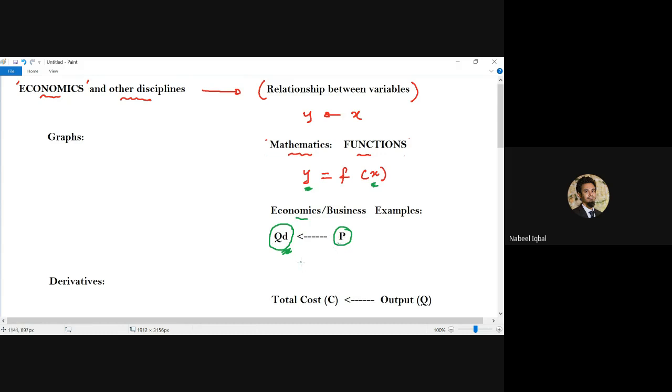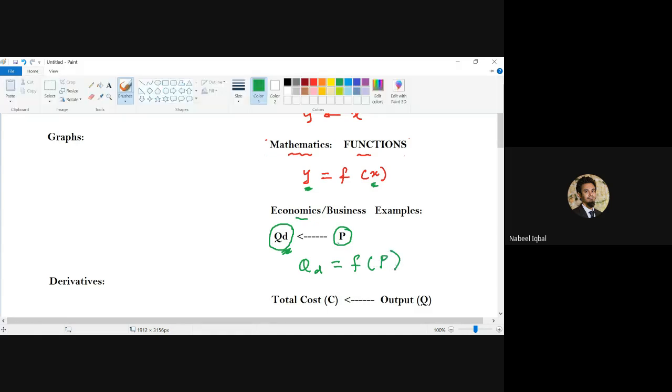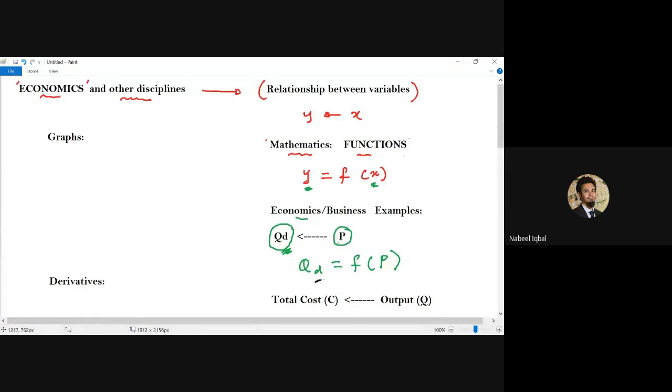So in this case, we can apply the concept of a function and write that quantity demanded is a function of price. So this simply tells us that the amount of goods and services that buyers want to buy depends upon the price. An interesting question might arise is, what is the exact nature of this relationship, or what should be the exact structure of the function?